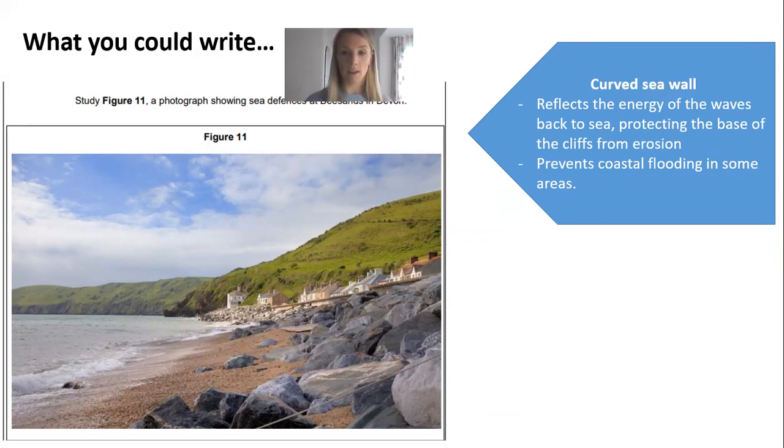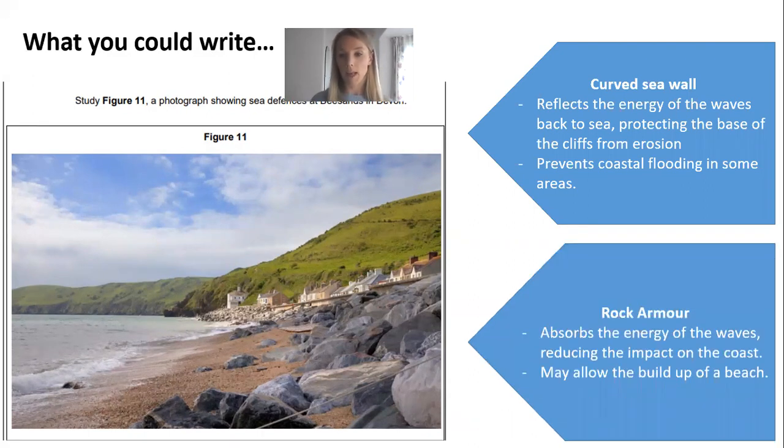They also prevent coastal floods in some areas, particularly on the southwest coast where the waves have a very large fetch across the Atlantic Ocean. We can have quite destructive waves approaching the coastline in those areas. And second of all, the rock armour absorbs the energy of the waves, reducing the impact on the coast. So the waves will rush up the beach, they'll break, crashing on the boulders. In doing so, they'll lose their energy, leaving the cliff unharmed.